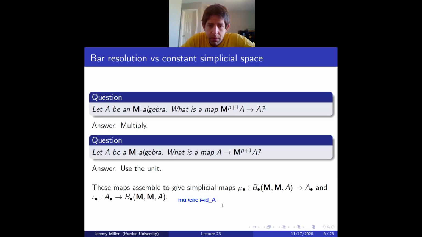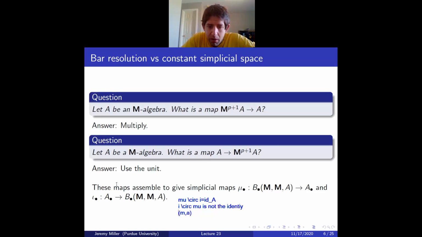but mu followed by I is not the identity. So this is like M1A. Well, that goes to M comma A. So you should think of this as a 1 simplex. Sorry, think of this as a 0 simplex. Let's just see. It's not the identity even on 0 simplices.